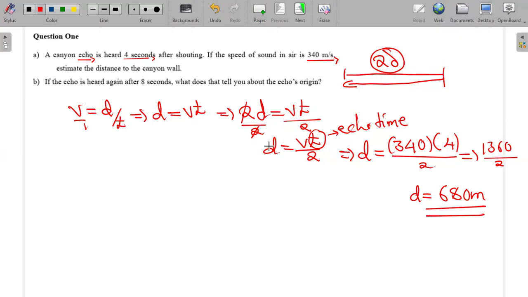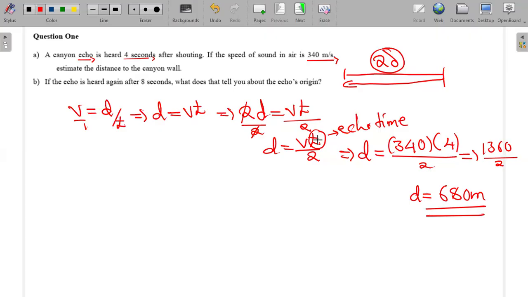So this is the formula that we use when we're trying to calculate the distance being traveled by an echo if we've been given an echo time. As simple as that. Very important.